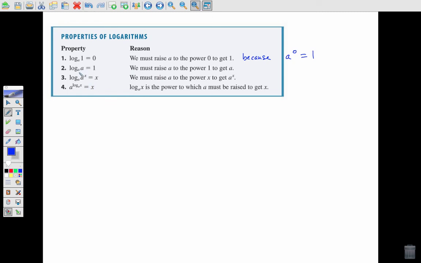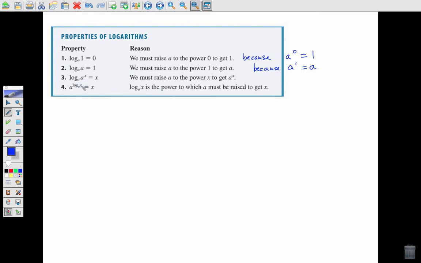Okay, the next one is log base a of a. Okay, so your base and the number you're taking the log of are the same. That is equal to 1. The reason for that is because anything to the first power is itself. Okay?